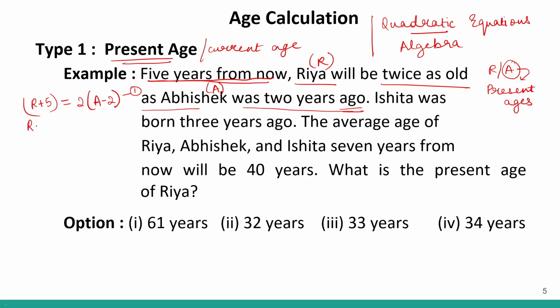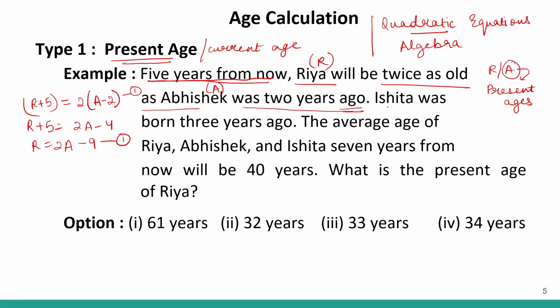Based on this, I can say R plus 5 equals 2A minus 4. This is how you open the bracket, 2 multiplied by A and 2 multiplied by 2. So 2A minus 4. So R will be how much? Over here, if I take 5 over here, it will get negative value. So minus 5 minus 4 will give me minus 9. R equals 2A minus 9. This will be my equation number 1.